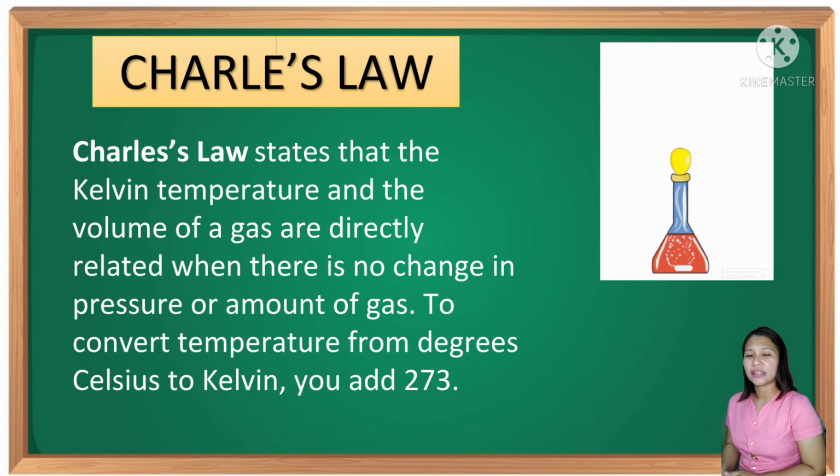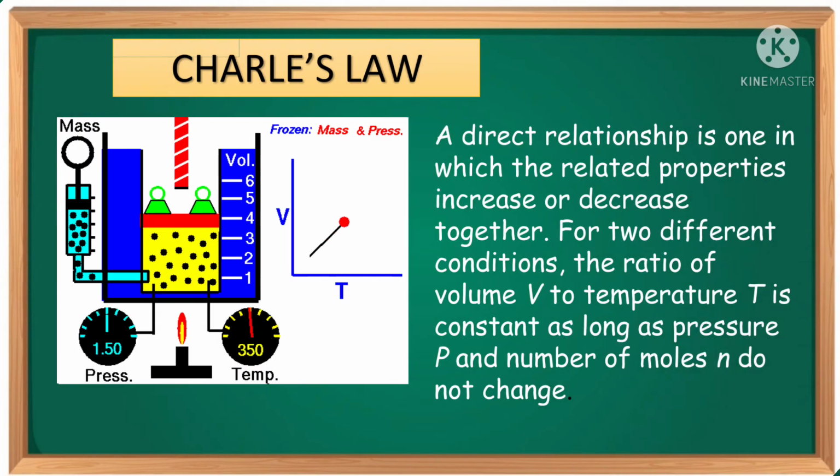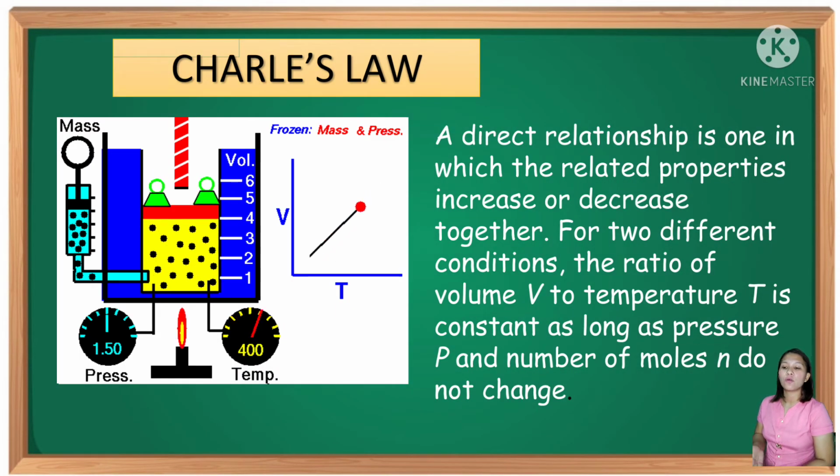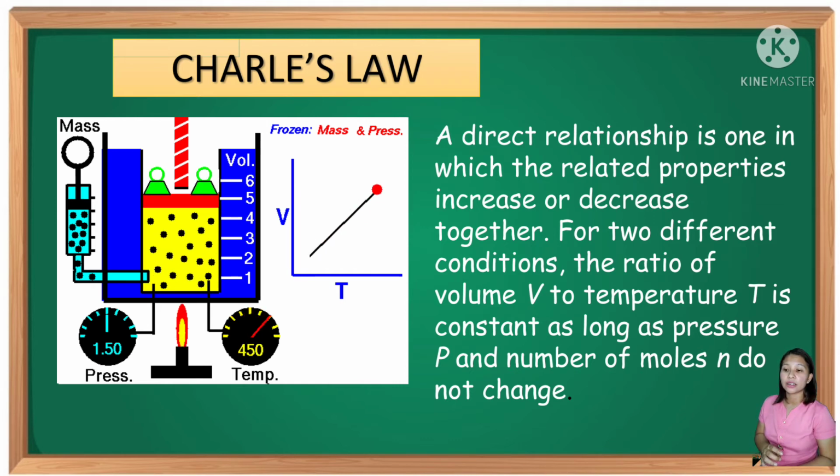Charles's Law states that the volume of a fixed mass of gas is directly proportional to the temperature at constant pressure. Charles's Law states that the Kelvin temperature and the volume of a gas are directly related when there is no change in the pressure or amount of gas. To convert temperature from degrees Celsius to Kelvin, you add 273 to the value in degrees Celsius.